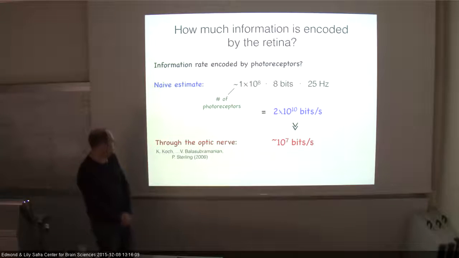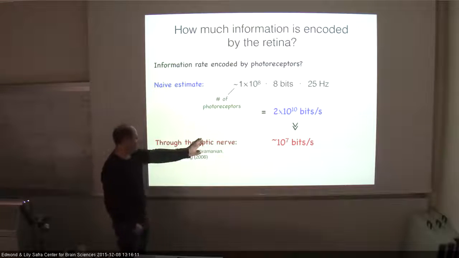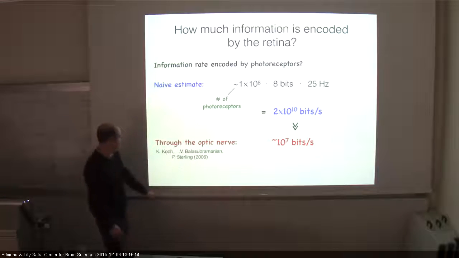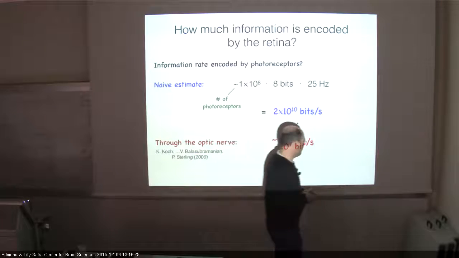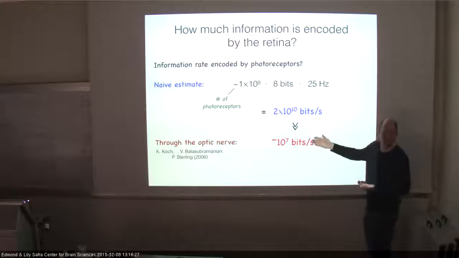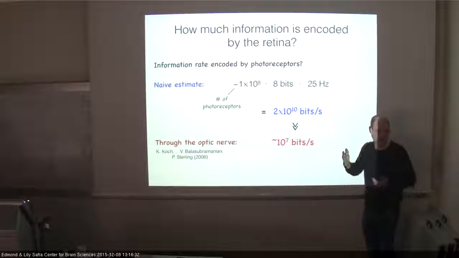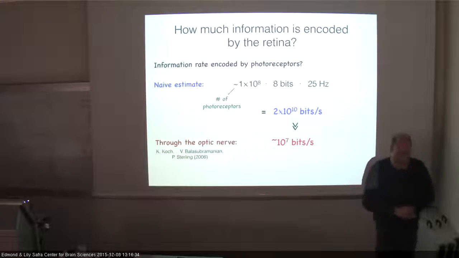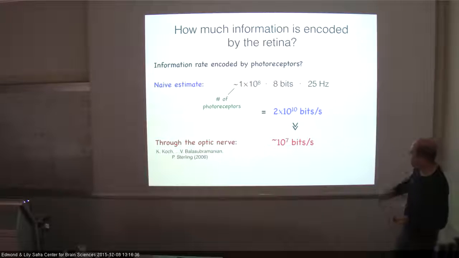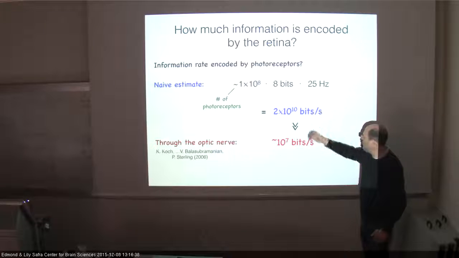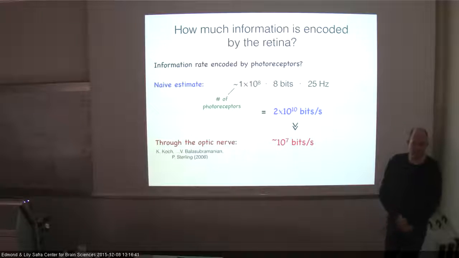I'm not going to go into a discussion of how this was done, but in this paper, the claim is that the retina is sending 10 million bits per second of information to the brain. And so you see that there's a large reduction from this number to this number. Now, how could this be happening? How could it be that the retina manages to convey information which naively is 10 to the 10 bits per second with only 10 to the 7 bits per second?